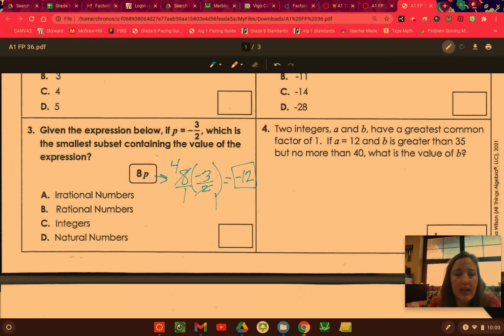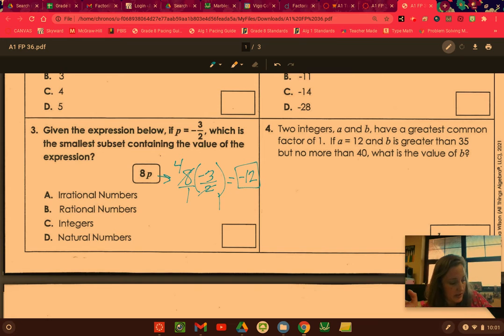So we're trying to find which subset that is in. Is it natural? Can I count it on my fingers? Nope, it's a negative, right? So the negatives fall into the integer range, so it is an integer. The next question is, is that the smallest subset? Meaning, what else is it contained in? All integers are rational, right? So it is rational, but the smaller subset is integers, okay?